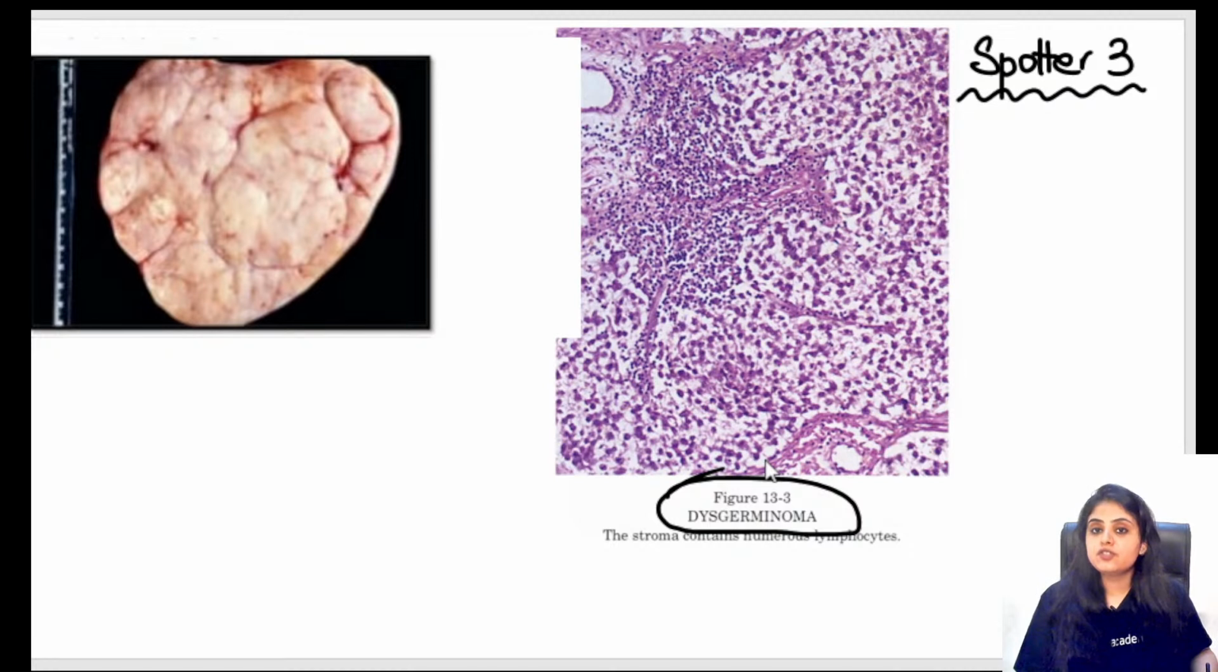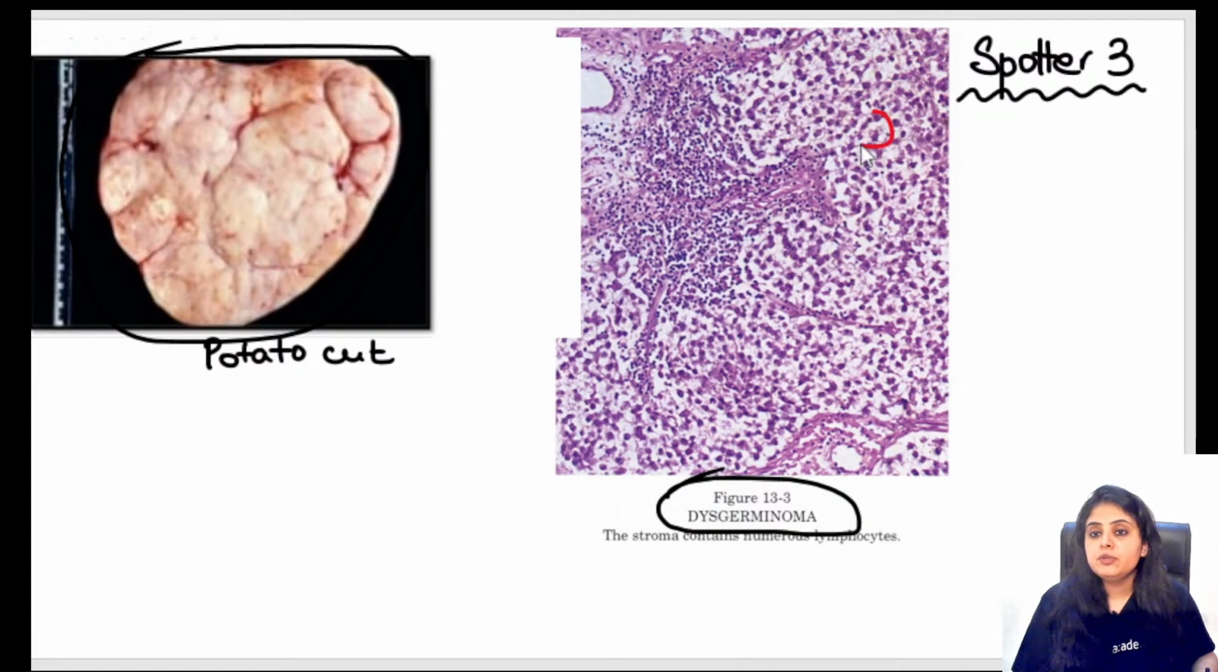This is a case of dysgerminoma, another ovarian tumor. So how did I identify this? When I look at this particular tumor, we call it the potato cut appearance. It looks as if there's a potato which has been cut. So this has a classical potato cut appearance. And when I look at it under the microscope, if I show you every cell, do you agree there's a little whitish touch to every cell? Every cell has a little bit of whitish color. What are the colors in pathology?